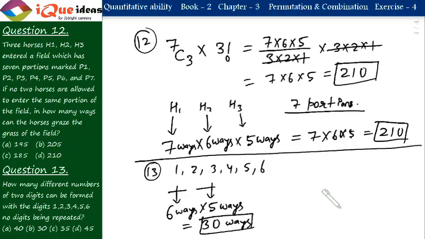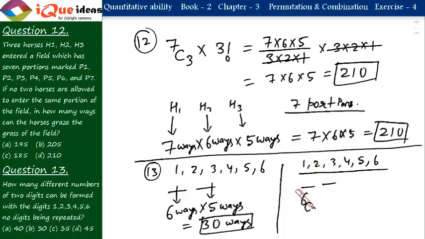Alright. And the other method could have been, the same way, 1, 2, 3, 4, 5, 6. There are 6 digits available and 2 places to be filled. So just select 2 out of 6. That can be done in 6C2 ways. Then arrange those 2 selected digits in these 2 places, into 2 factorial. So 6C2 is 6 into 5 divided by 2 into 1, and 2 factorial is 2 into 1. So 2 into 1 cancels, and we have 6 into 5, that is 30 ways.